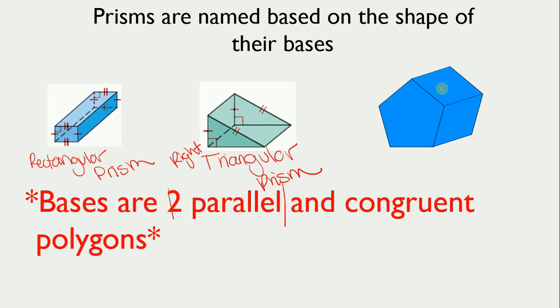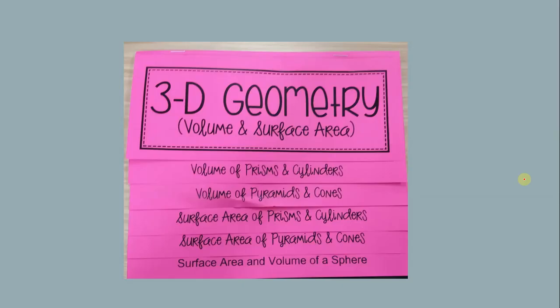Right here, notice guys, these are not the bases. These are only just faces. They're not bases. My bases are this pentagon and the pentagon in the back. Right? Because it's 1, 2, 3, 4, 5 sides. So this would be known as a pentagonal prism. So knowing the name of them, especially when someone says, hey, what kind of prism is that? Or being able to find it and know what the bases are, that's a big part of being able to solve these.